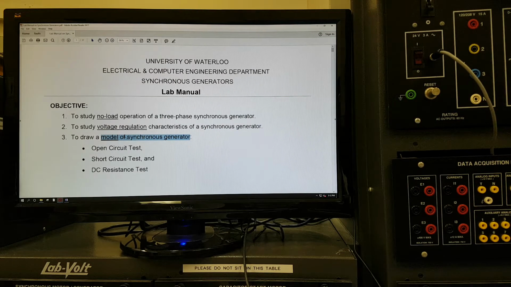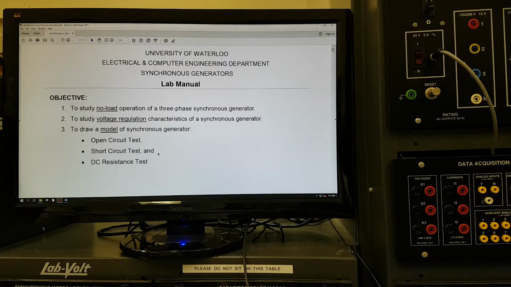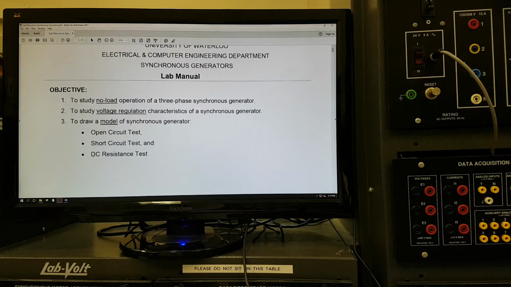In order to do that, we'll be conducting open circuit test, short circuit test and DC resistance test. Remember in the transformers you conducted the open circuit test and short circuit test, same like here we will be doing these two tests, but this is an extra test we need for the armature resistance. So basically from this one you'll get armature resistance, and from these two tests you can find the synchronous reactance.